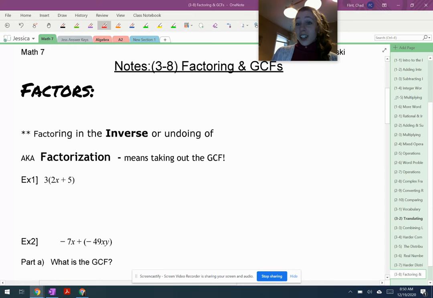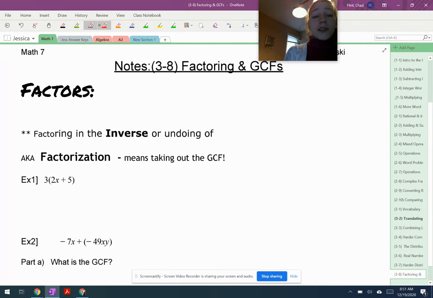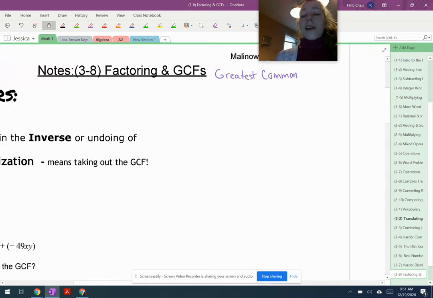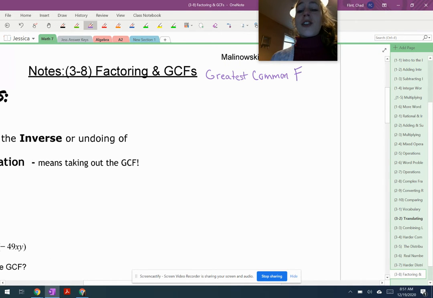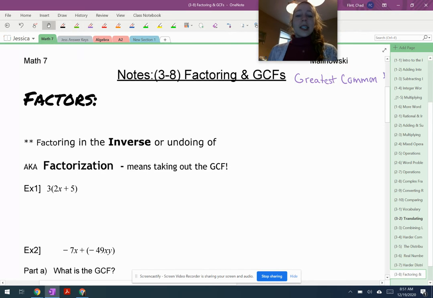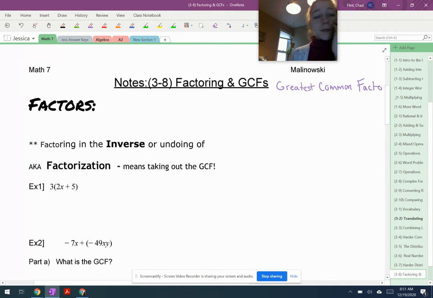Notes for 3-8 today, factoring and GCFs, which you should remember from last year or previous years of your mathematical education. GCF stands for greatest common factor. And just in case you forgot, we're going to take a second to write it down because why not have everything we need in one spot, right?